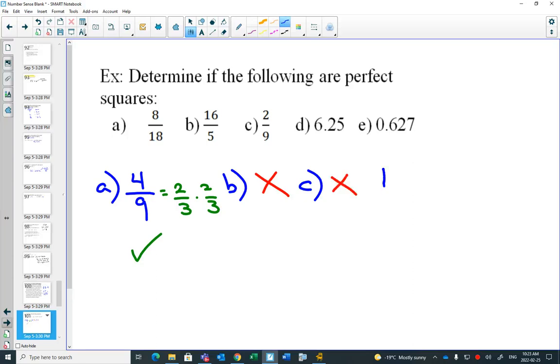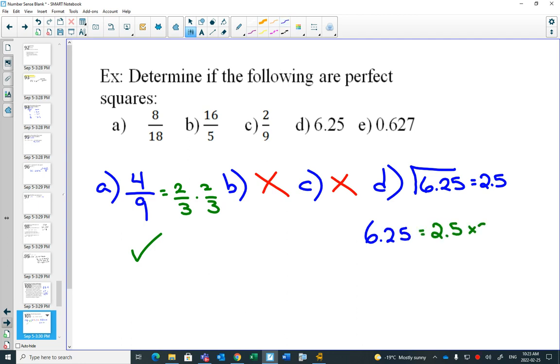Now for D, when you get to decimals, this is where you can use your calculator. So if you want to check if it's a perfect square, you go to your calculator and you check what is the square root of 6.25. And you type it in. If it works out to a nice number, which it does, that tells us that 6.25 is equal to 2.5 times 2.5. And so this one is, yes, a perfect square.